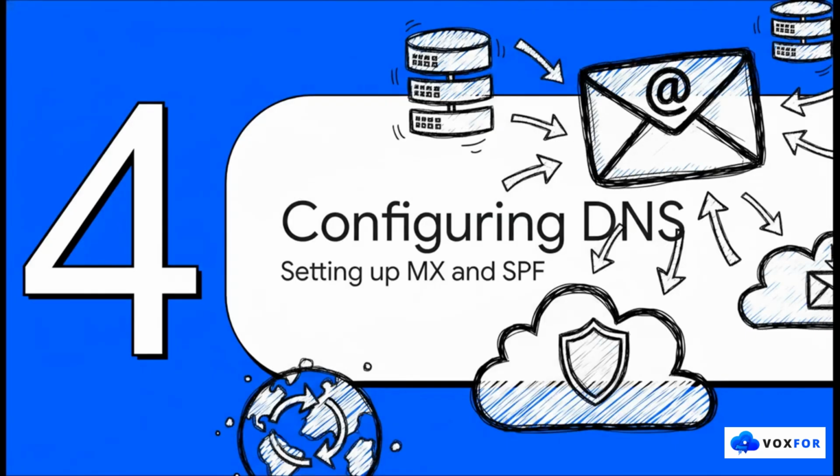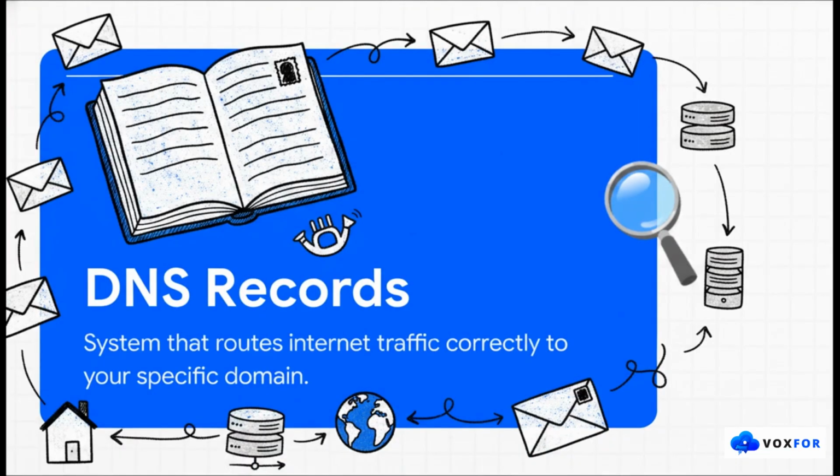Section 4. Configuring DNS, MX, and SPF. Now, I know this part looks like a completely intimidating alphabet soup of acronyms, but please don't panic. We are going to translate all this technical jargon into plain English right now. First up, DNS records. Think of DNS as the internet's master address book.